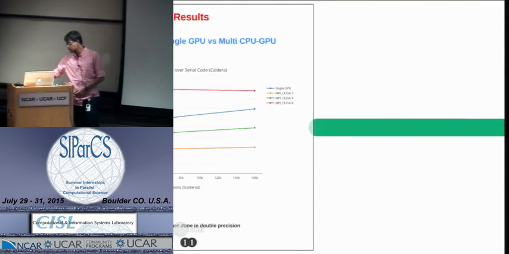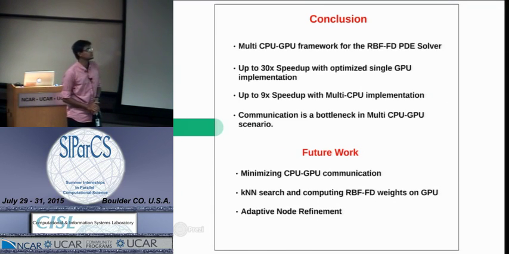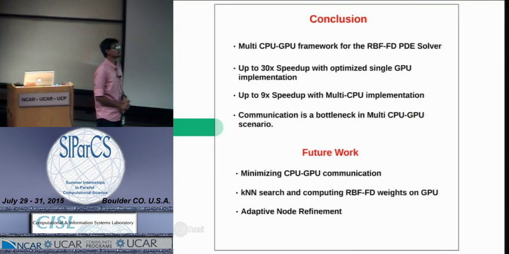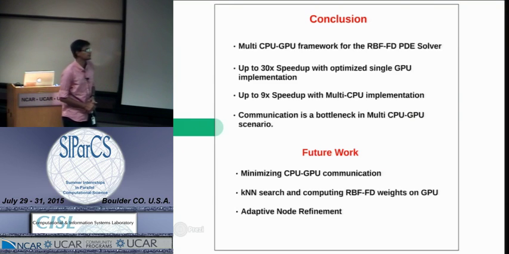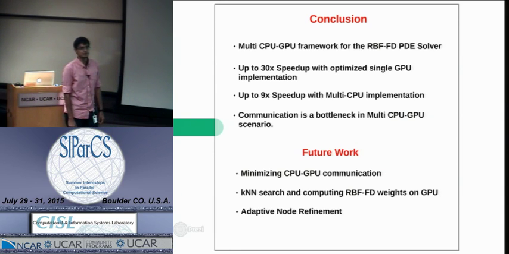So in conclusion, we have a multi-CPU GPU version implemented for this RBF-FD solver, and we achieved about 30x speedups with the single optimized GPU implementation, and up to 9x speedup with the multi-CPU implementation. But we need to look at the communication for the multi-CPU GPU implementation and reduce it to achieve good speedups over the single GPU. Overall, a single GPU is really well suited for the time stepping part in this problem.